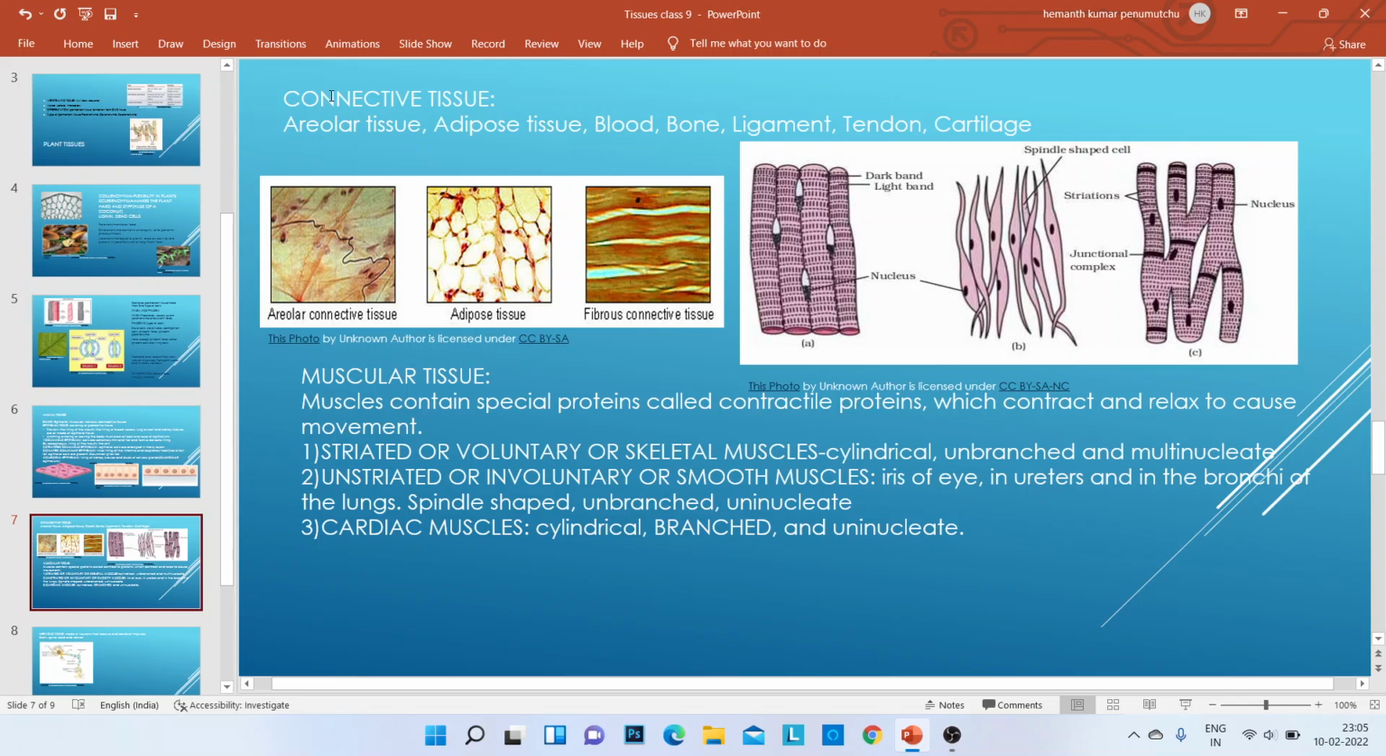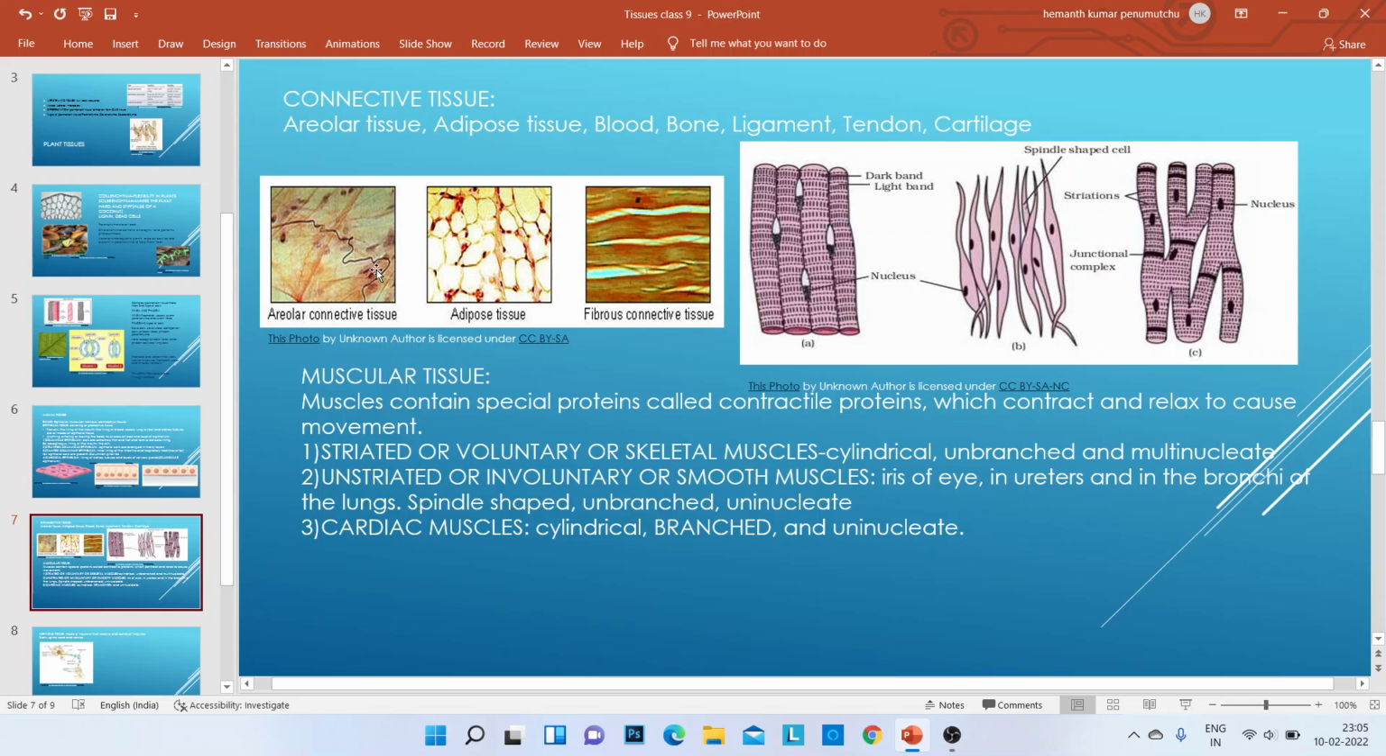If you see the connective tissue, there are many types of connective tissues like areolar tissue, adipose tissue, blood, bone, ligament, tendon, cartilage. These are all types of connective tissues only. If you see areolar tissue, this is areolar connective tissue, and this is adipose tissue. Adipose is famous for storage of fat. And fibrous connective tissue, these are types of connective tissues.